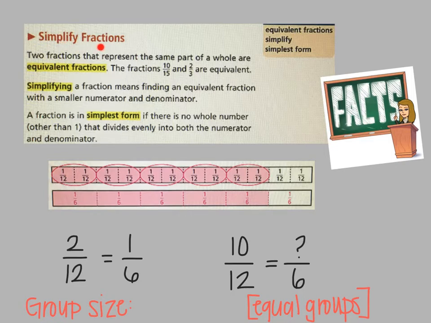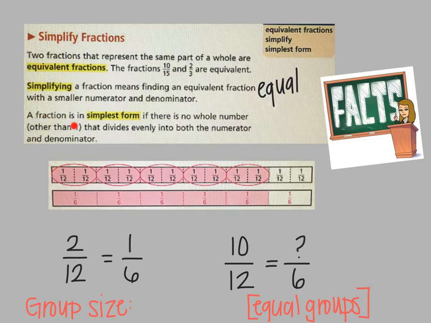Simplifying fractions. 2 fractions that represent the same part of a whole are equivalent fractions. So when you can see that the shaded portions match up, you know that these fractions are equivalent. The fractions 10/15ths and 2/3 are equivalent. We found that with the problem before. Simplifying a fraction means finding an equivalent or equal fraction with a smaller numerator and denominator. So remember how I was talking about breaking it down into smaller numbers. Remember that an equivalent fraction just means equal. So it takes up the same amount of space.